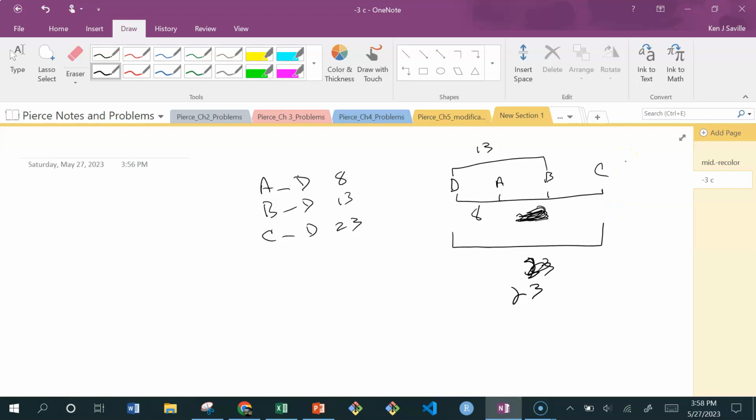Wait a minute, did I do this right? Let's see here. So D and C is 23. D and B is 13. D and A is 8. Oh, well, that's because we didn't go all the way between them. But even if we did, this must mean that this is like 2.